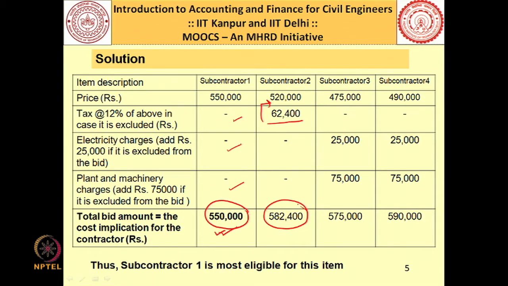Subcontractor 3, if you see, they have included the taxes in their rates. So, I am not adding anything here. They have not included electricity charges, neither they have included plant and machinery charges. So, I am adding 25,000 additional here and 75,000 additional here. So, all put together you find this total is coming to be 575,000. So, you can see there has been a cost implication of 100,000 here. So, when you add 100,000 in 475,000, you are getting 575,000.